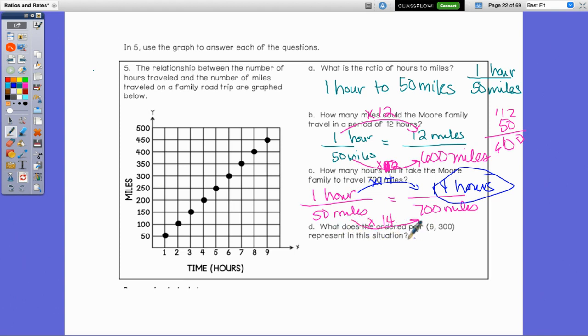Finally, what does the ordered pair (6, 300) represent in this situation? 6 is the number of hours, so it's 6 hours. Wow, my pen's being weird. Sorry about that, guys. And then come up, and it's 300 what? Miles. All you have to do is look at your tags.